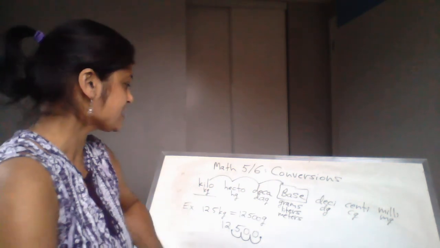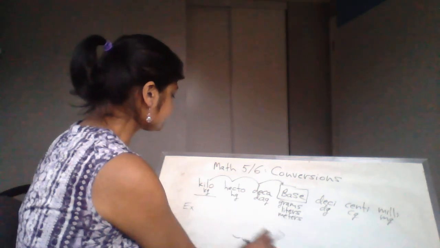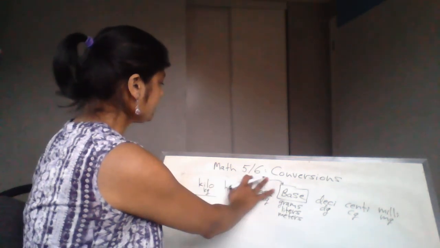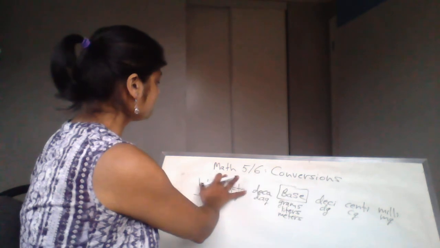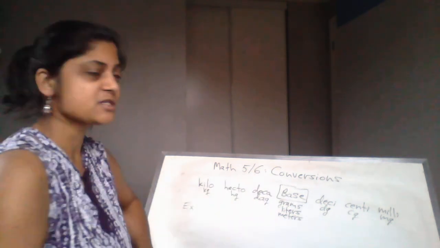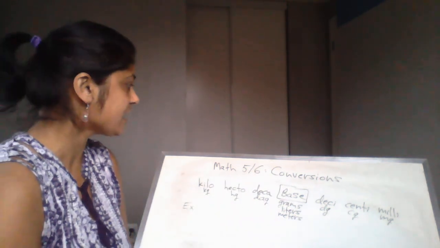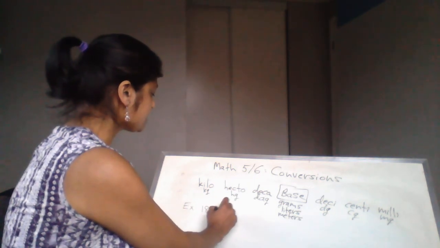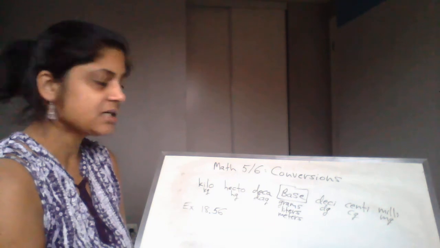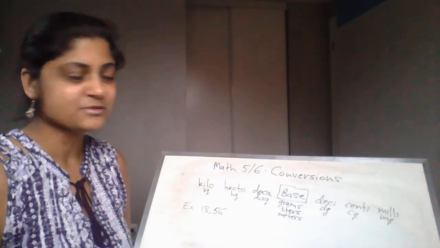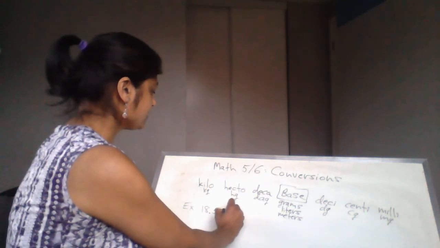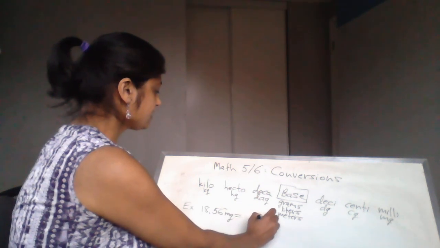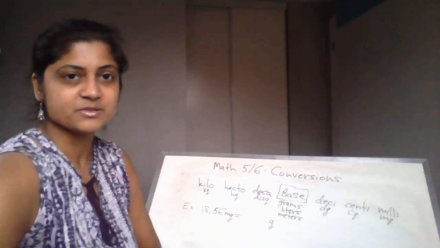So let's try another example. Let me take this off. Okay, and we'll take out our hopping stick here. And let's go in the opposite direction. Now say I have 18.56, okay, let's try something that is kind of simple so we can get a hang of it. So let's try milligrams, and I'm going to change that into grams.